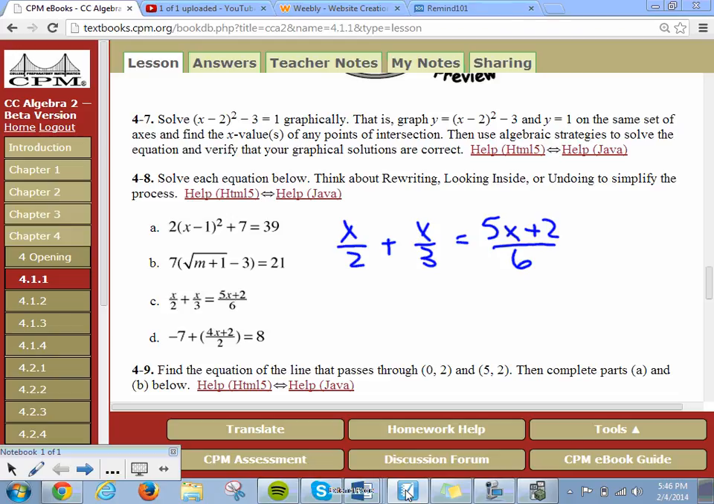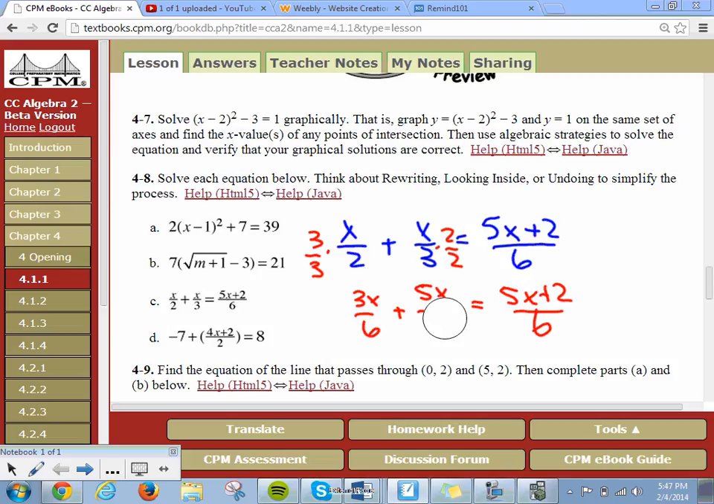So one of the first things you might think about is doing a cross multiplication. But before we do that, we want to add together the left side first. So we're going to need a greatest common factor for the bottom one. We know that 6 will be a great common denominator. For this one, we have to multiply this by 3 over 3, and this one by 2 over 2, which is going to give us 3x plus 5x is equal to 5x plus 2 over 6.